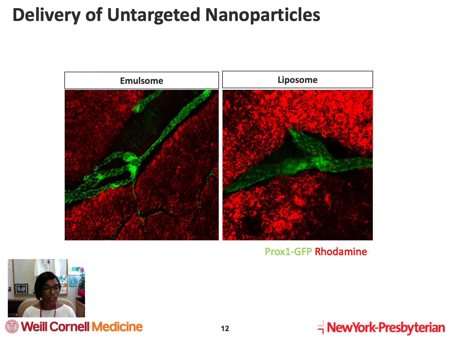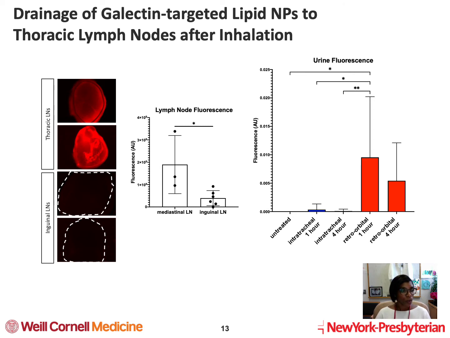This is a very qualitative way to look at this, but we wanted to really see, could we see drainage of our lipid nanoparticles through the lung lymphatics after they were inhaled to the draining lymph nodes? So we again used the labeled particles. We delivered them by intratracheal methods into the lungs of these mice, and we found that the Galectin-targeted small lipid nanoparticles, indeed within an hour, we could see them draining to the thoracic lymph nodes. This was actually not true of the inguinal lymph nodes.